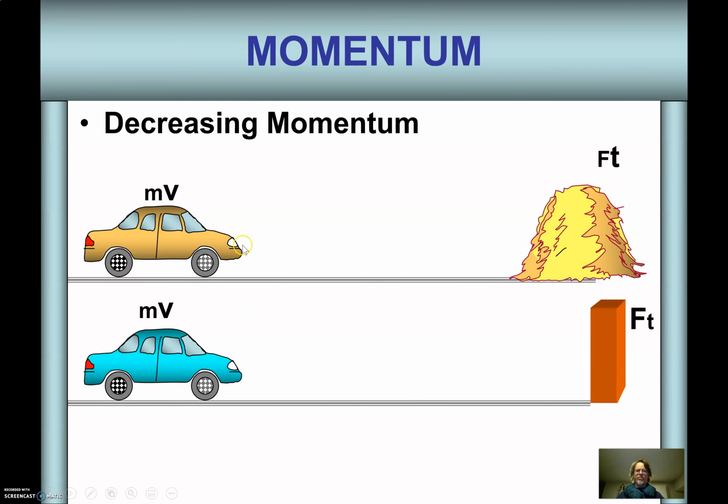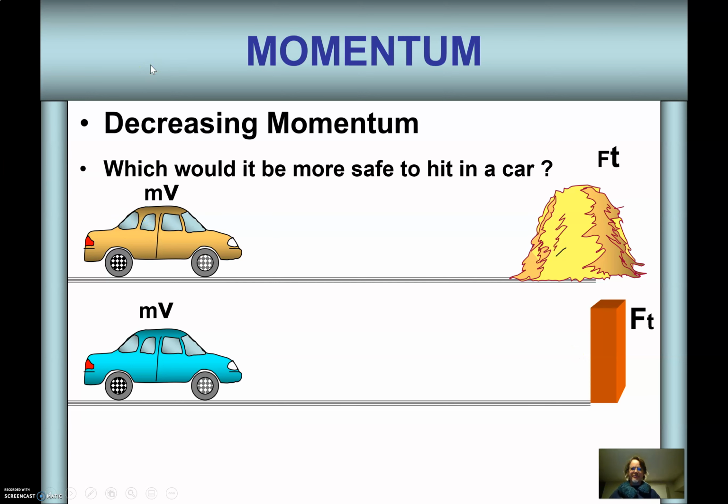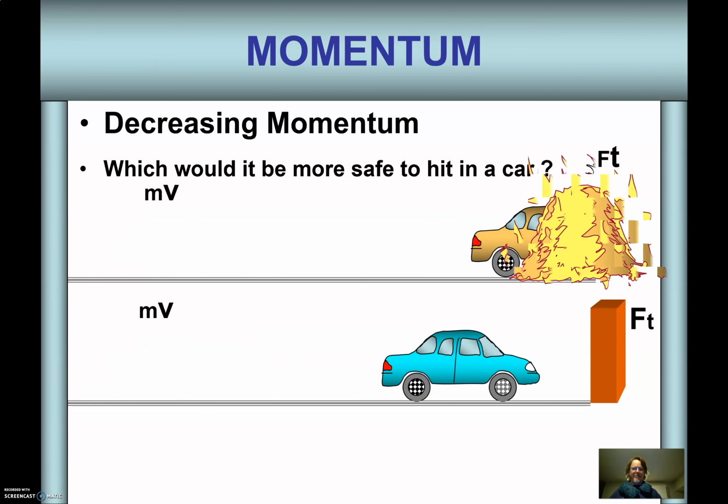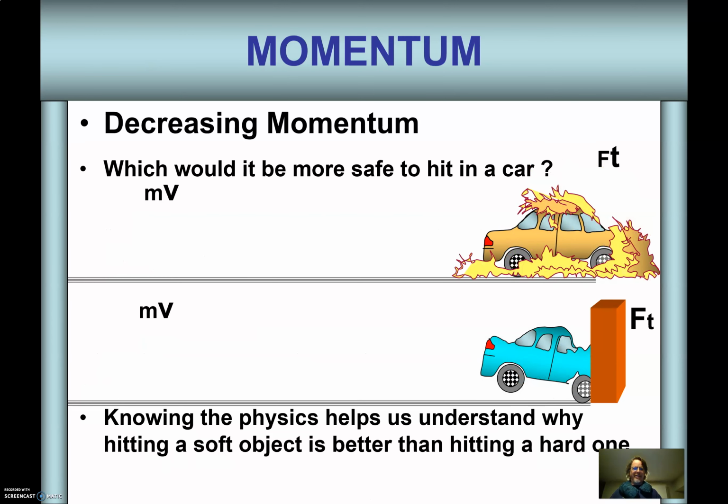Here we go. Decreasing momentum. Would you rather be in the brown car or the blue car? Because one hits the hay, one hits the brick wall. Which car do you want to be in? So which is more safe, huh? Alrighty, look at that. Alright, so of course it looks like the hay is a better result because that car is all crunched up and so is your face in the front of that windshield as you smack that wall.